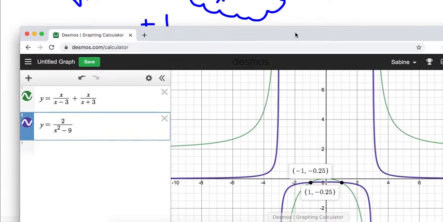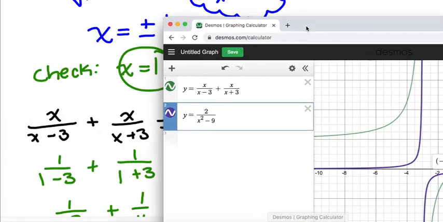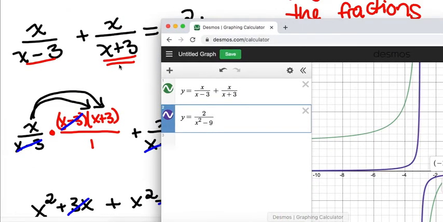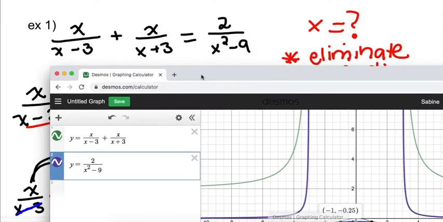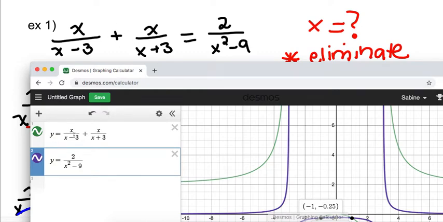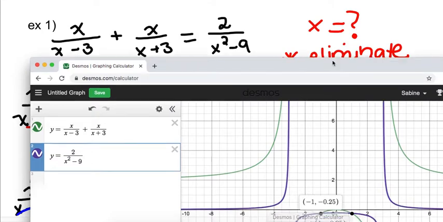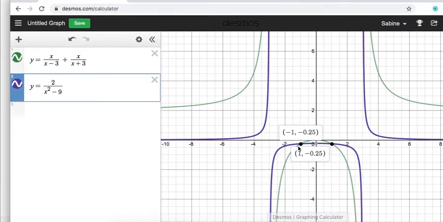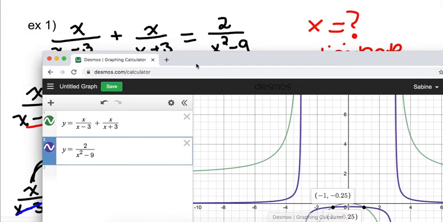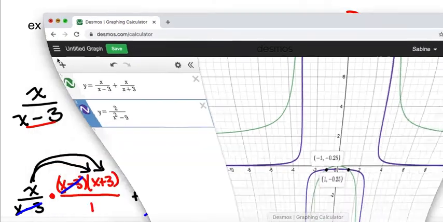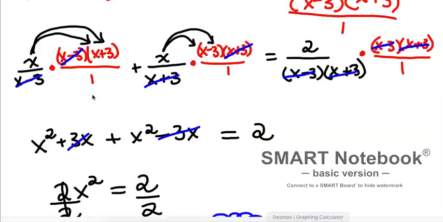So this is a much quicker way to check your answer. Again, how I did this is, take a look. This left side, I graphed it as its own graph. The right side, I graphed it as its own graph. And so in order to see where these two are equal, I just have to look for literally where they intersect, where they touch on the graph. Okay? All right, let's do example 2.